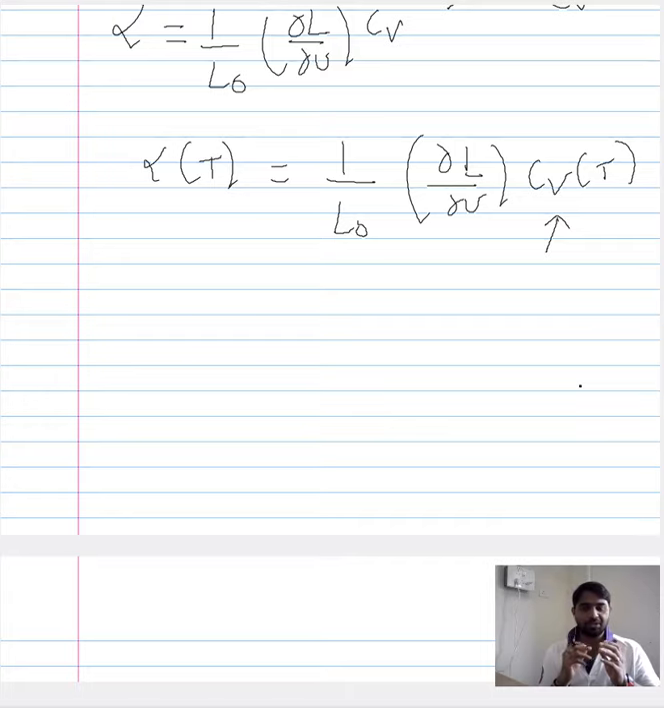The heat capacity follows with the increase in the temperature. So if one wants to know further, they can focus on the change in the heat capacity with the temperature and then relate that back to the change in the coefficient of thermal expansion.